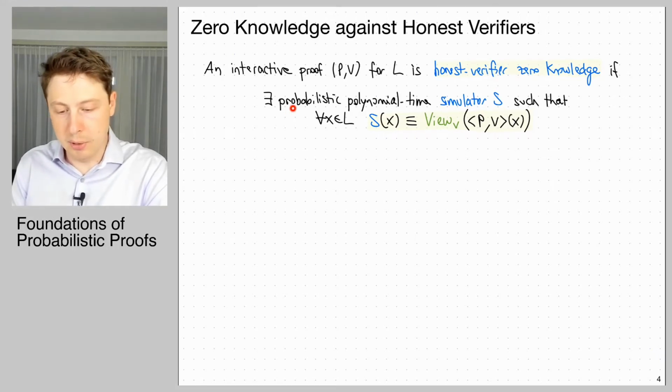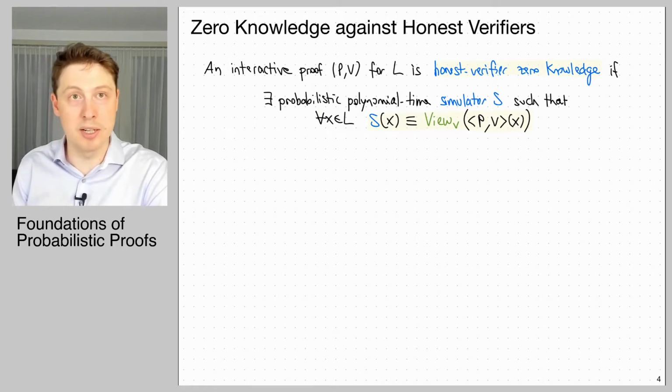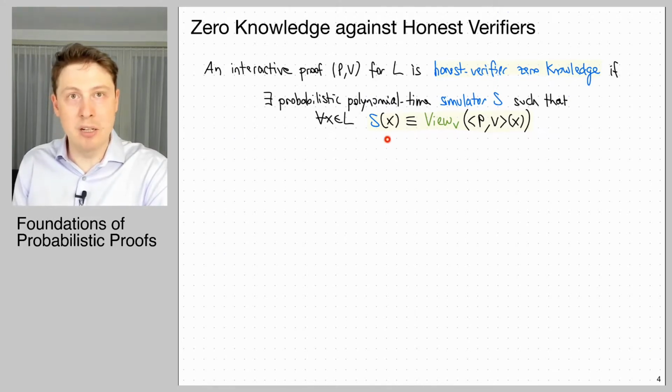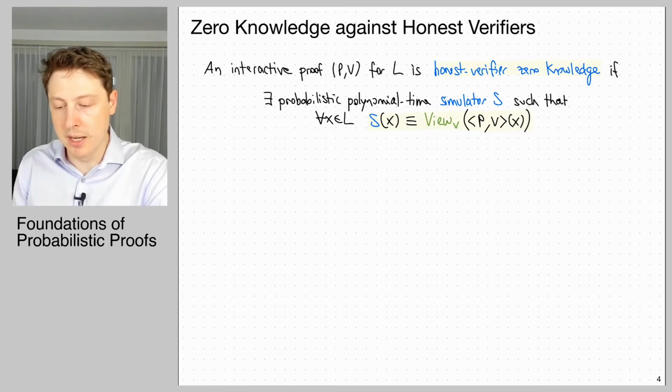So it runs in probabilistic polynomial time. So this is an efficient randomized algorithm, such that anytime you pass it a true statement, X in L, then this simulator is capable of basically reproducing the view of the verifier that it would have had in an interaction with the actual prover. Okay?